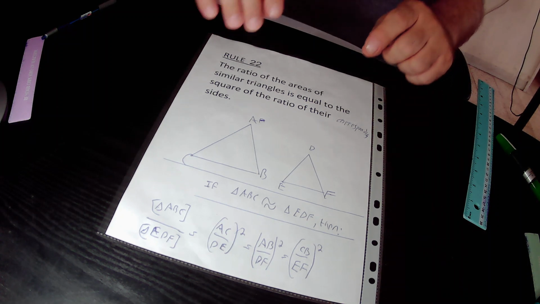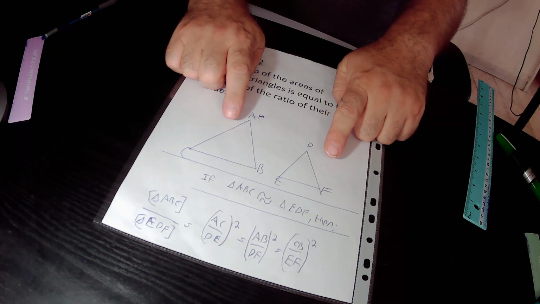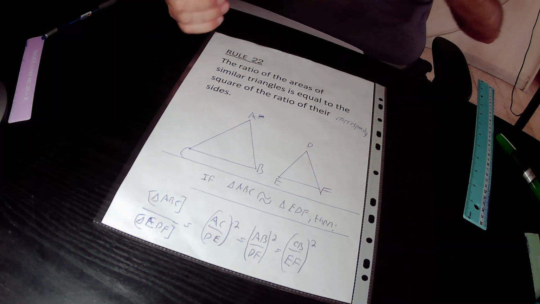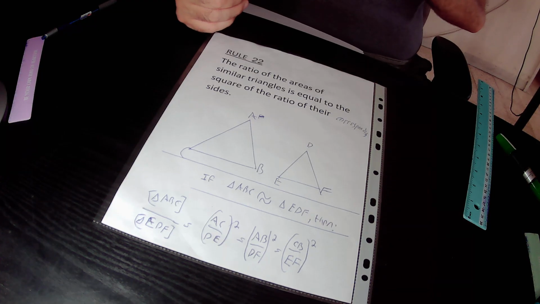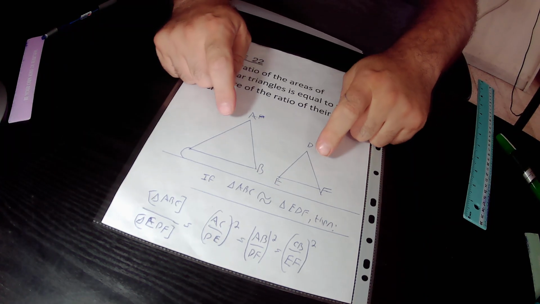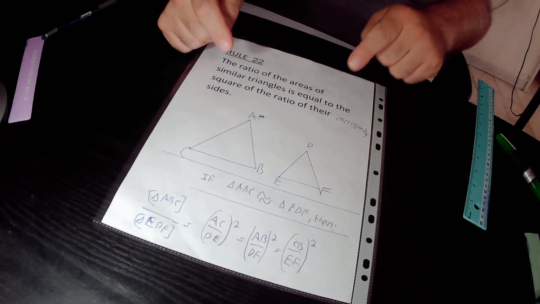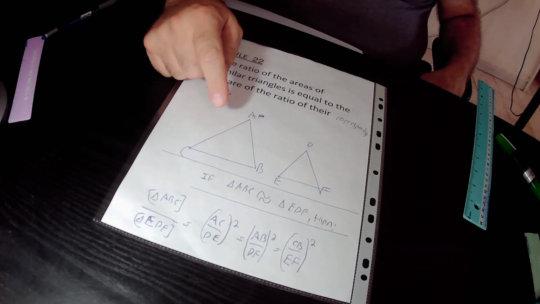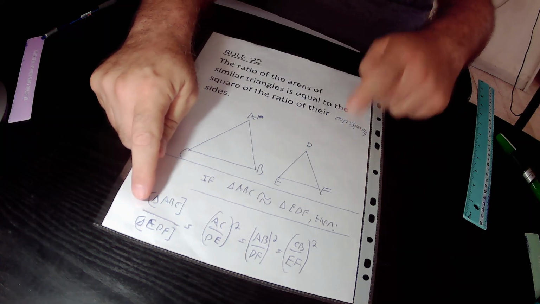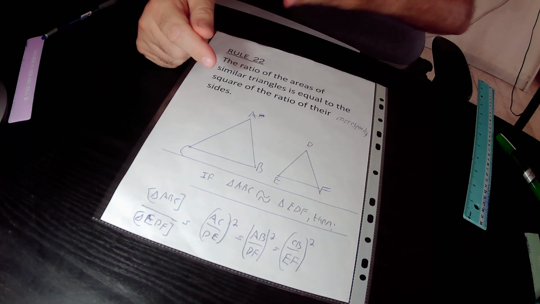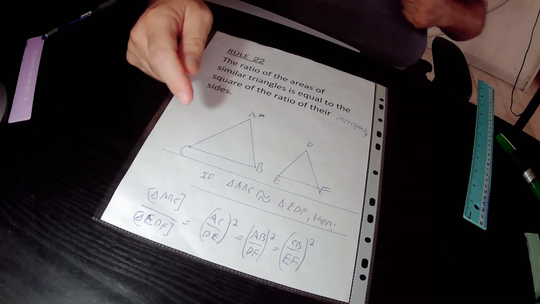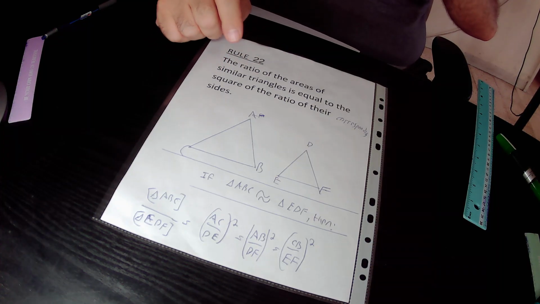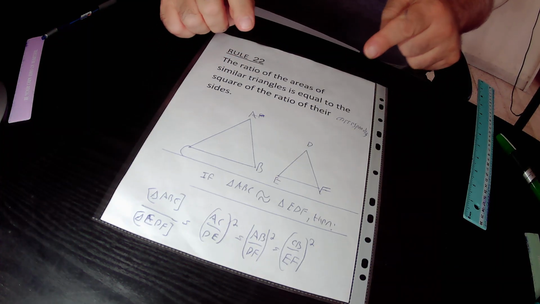So in the drawing we have those two triangles that are similar to each other. That is to say, this triangle ABC is similar to this triangle DEF. And according to this rule 22, what is the ratio of the areas of those two similar triangles? It is actually the area of triangle ABC over the area of triangle DEF. That ratio, according to rule 22, is equal to the square of the ratio of their corresponding sides.